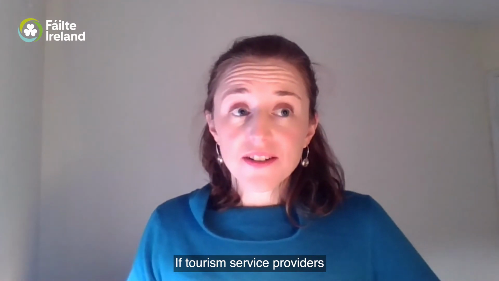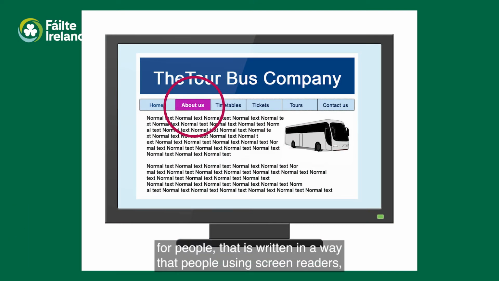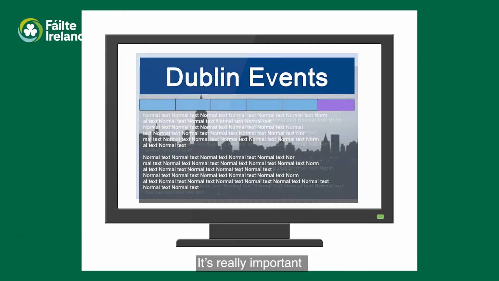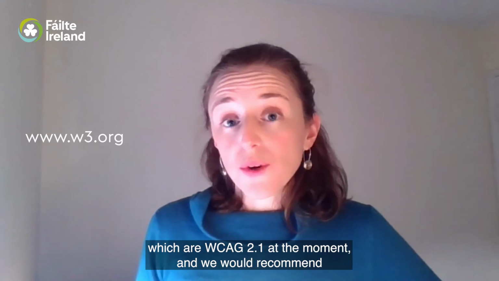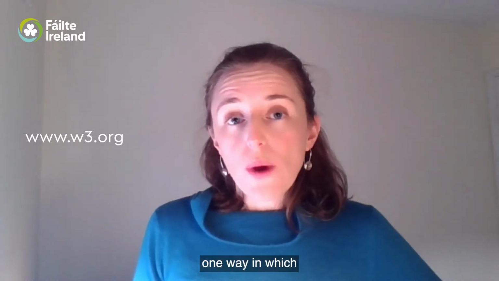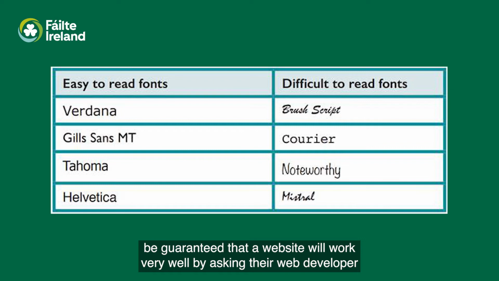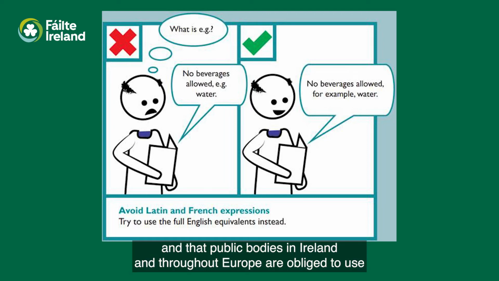If tourism services providers are looking to get a website that works well for people, that is written in a way that people using screen readers and so on will be able to access it, people with dyslexia would have fewer challenges with it. It's really important that websites would comply with the WCAG guidelines. So they're the Web Content Accessibility Guidelines, which are 2.1 at the moment, and we would recommend that they would meet level AA of those. So that's one way in which a person can be guaranteed that a website will work very well, is by asking their web developer to meet those guidelines. And these are standard guidelines that are used worldwide and that public bodies in Ireland and throughout Europe are obliged to use for their own websites.